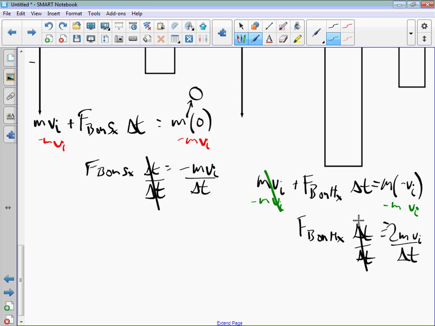That cancels. So the force of the board on the happy ball in the x direction is negative, just because it's in the opposite direction: 2 times the mass times initial velocity over change in time, while the sad ball is just mass times velocity over change in time. So the board will exert twice the force on the happy ball as it will on the sad ball.